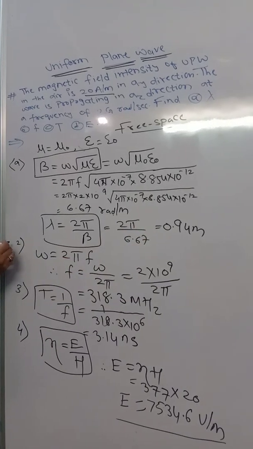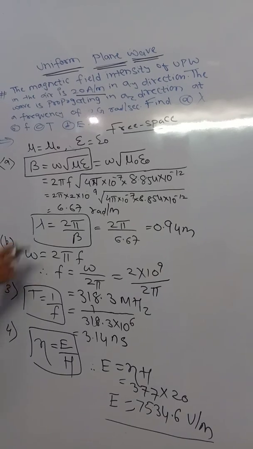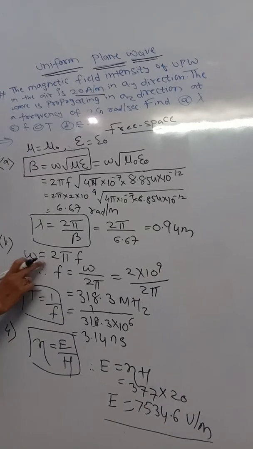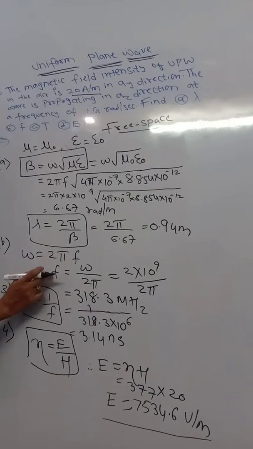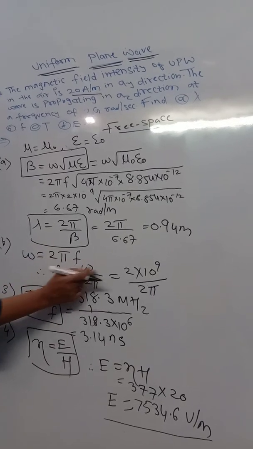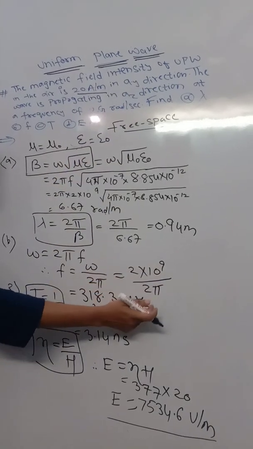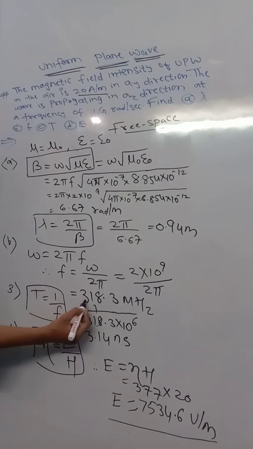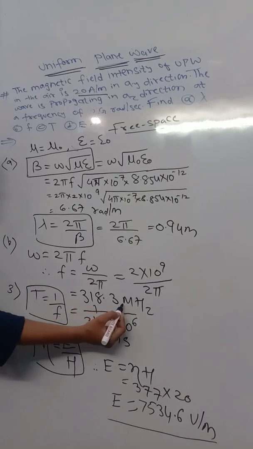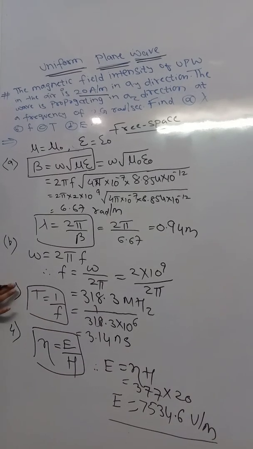Now the second parameter, that is nothing but the frequency. Omega is equal to 2 pi f, so f will be equal to omega divided by 2 pi. Here you can take omega as 2 gigaradians, so 2 giga divided by 2 pi. In this way you can calculate the frequency, which will be equal to 318.3 megahertz.